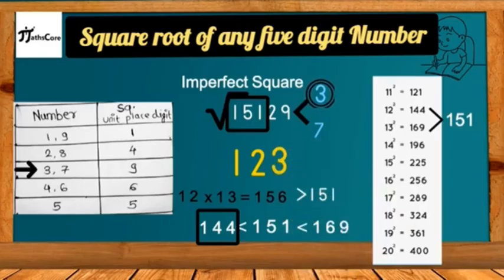Now we need to finalize between 3 and 7. For that, we need to multiply this 12 with its consecutive number 13. So 12 multiplied by 13 is equal to 156. Now compare this 156 with 151. So you can see that 156 is greater than 151, which means 151 is less than 156. So we need to select the smaller number between 3 and 7, and the smaller number is 3. So we have to mention 3 after 12. So here is the final answer: 123, which is the square root of 15,129.